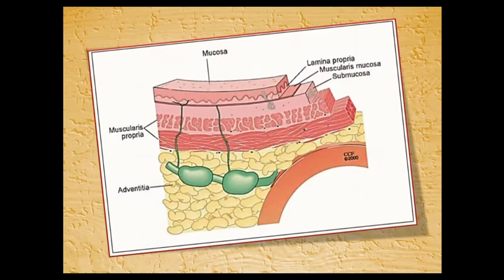This is a cross section in the wall of the esophagus, starting from the mucosa to the adventitia. The mucosa is of 3 layers, and it is of stratified squamous epithelium. And the muscles are smooth muscles and of straight type.